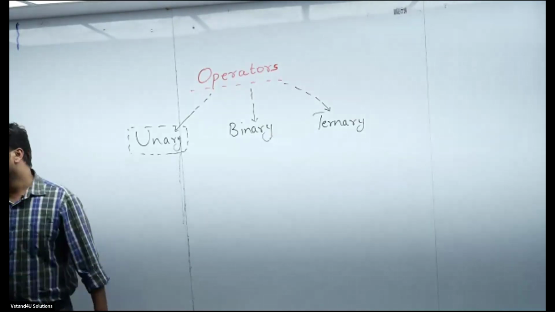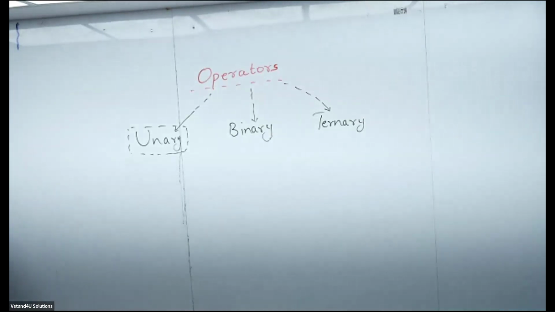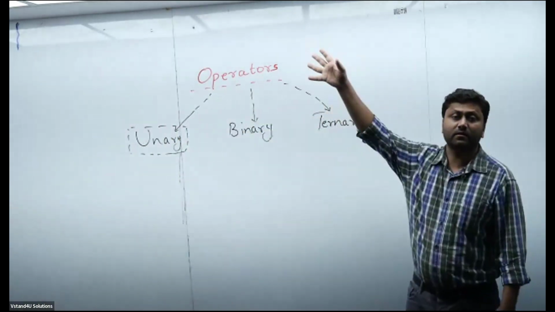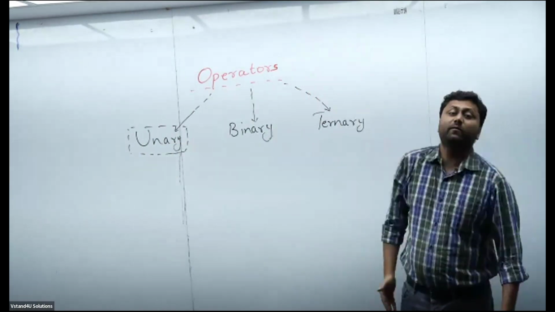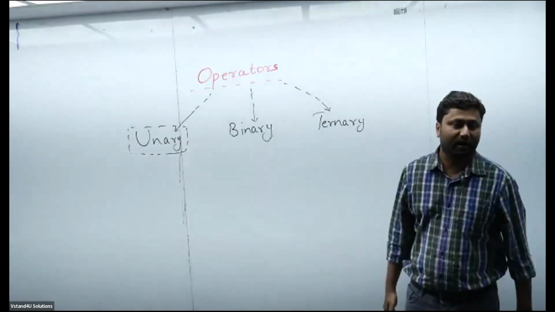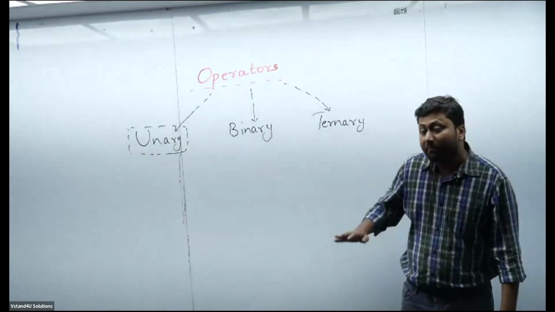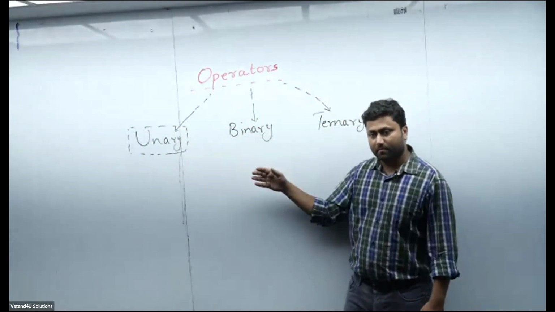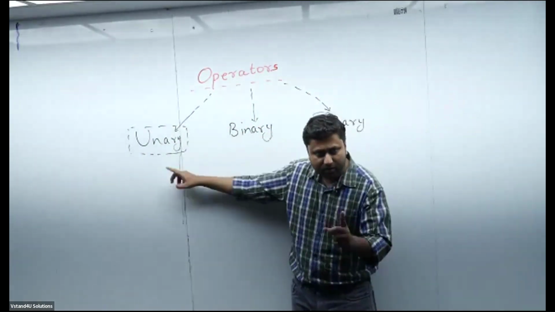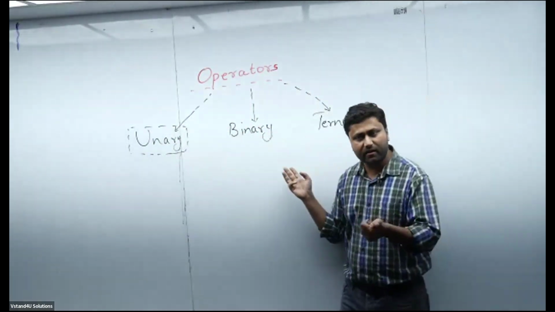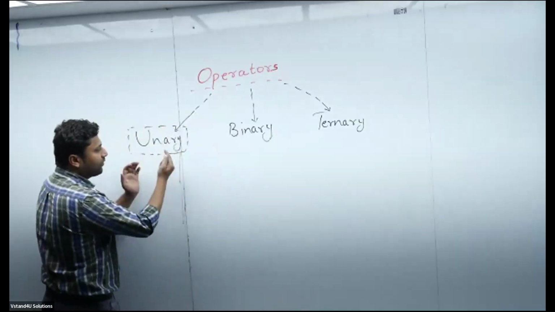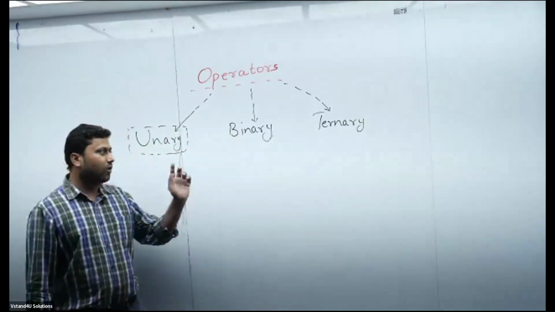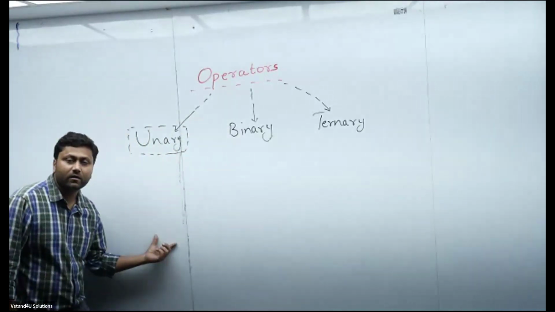Agree? Operators define what operation, what task needs to be done. Based on the number of operands, we have classified in 3 ways: unary, binary, ternary. Unary means 1 operand, binary 2 operands, ternary 3 operands. We are talking about unary where only 1 operand is required. Operand means value, data, variable. How many unary operators are there? 4 are there.